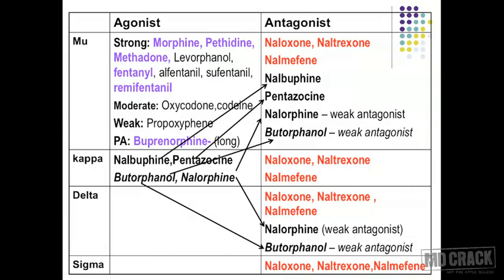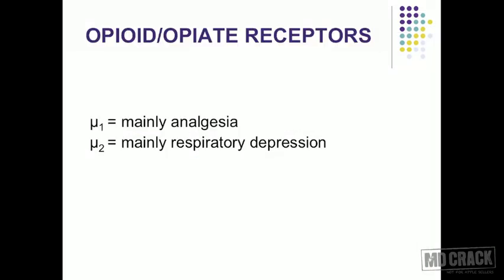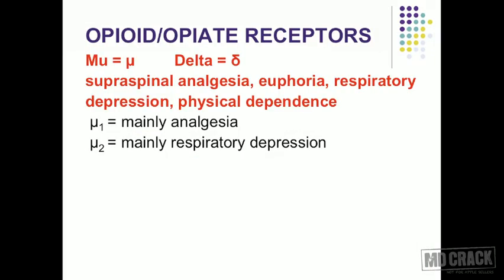You can try practicing this table yourself and try filling up the gaps, and probably the plan will be clear in front of your mind. Who is agonist? Who is antagonist? Who is mixed agonist antagonist? Should I go to the next slide? Yeah. Here are the opioid or opiate receptors.